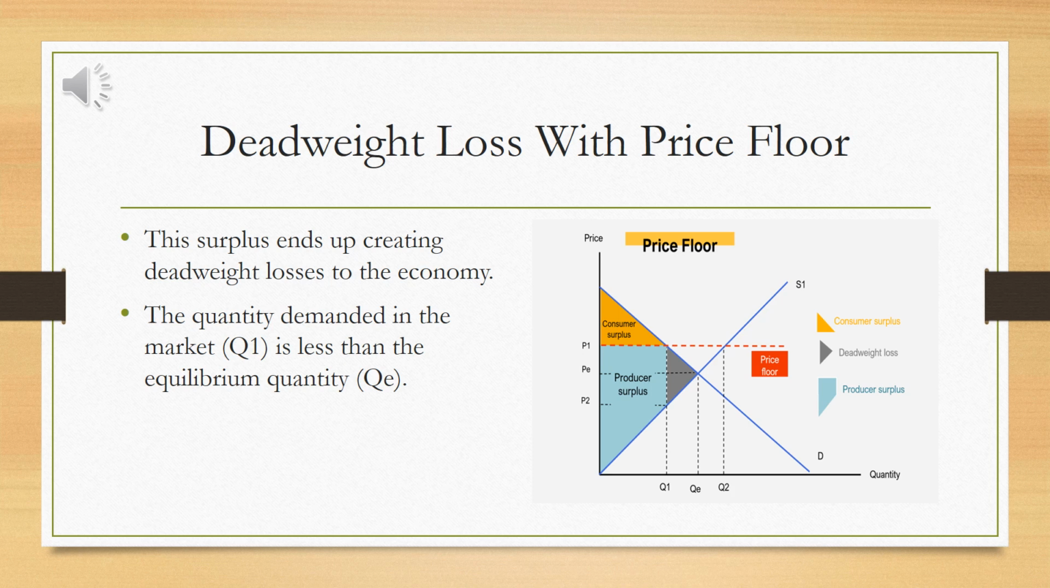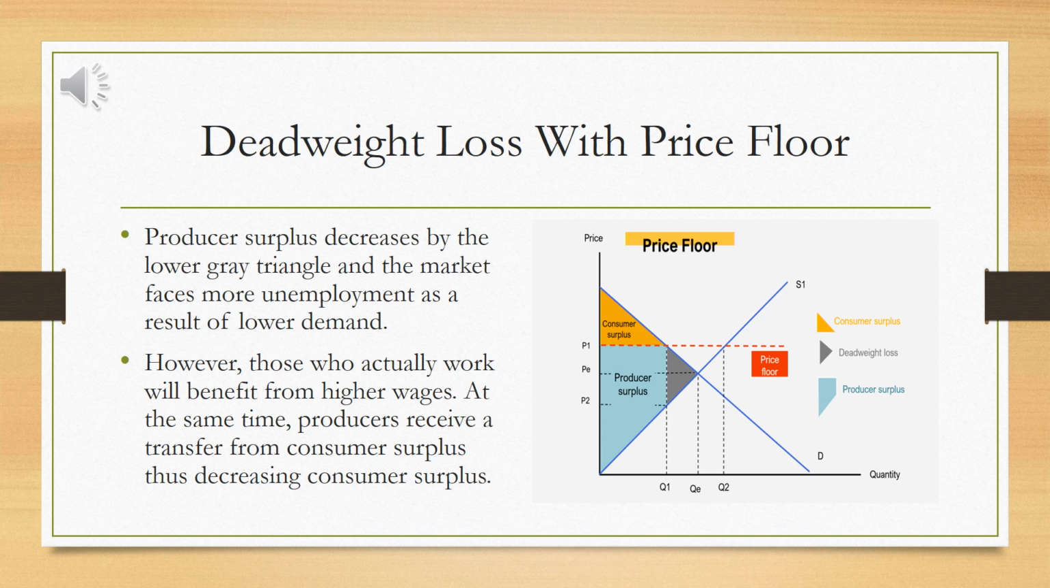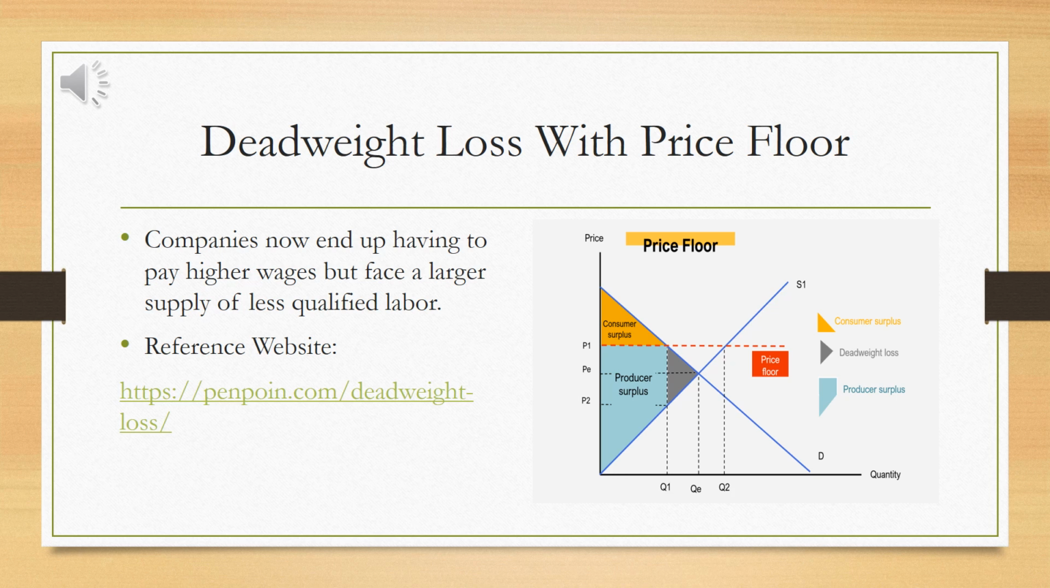The quantity demanded in the market, Q1, is less than the equilibrium quantity, QE. Producer surplus decreases by the lower gray triangle, and the market faces more unemployment as a result of lower demand. However, those who actually work will benefit from higher wages. At the same time, producers receive a transfer from consumer surplus, thus decreasing the consumer surplus. Companies now end up having to pay higher wages but face a larger supply of less qualified labor.